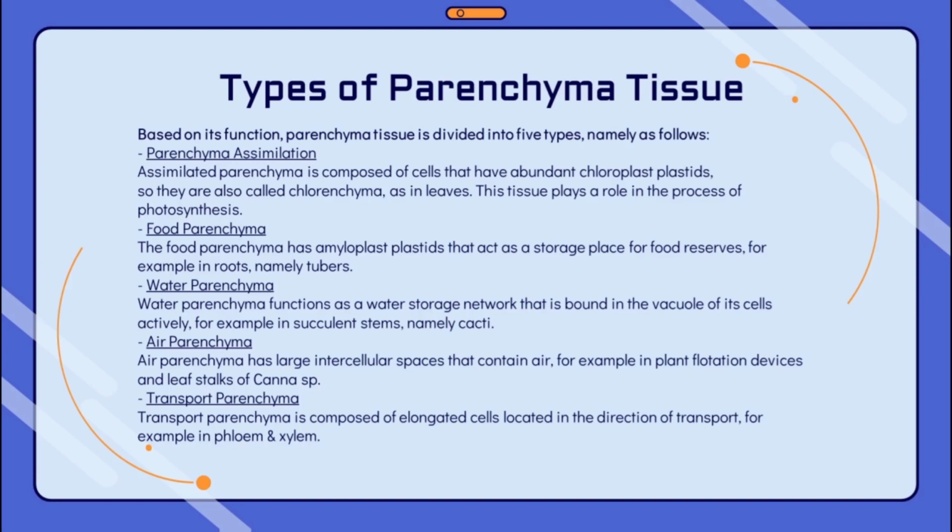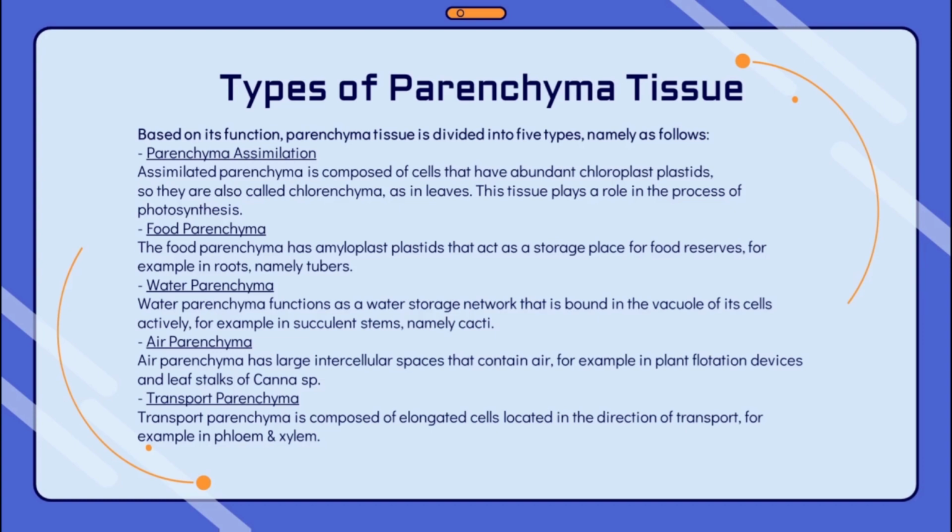Food parenchyma. The food parenchyma has amyloplastids that act as a storage place for food reserves. For example, in roots, namely tubers. Water parenchyma. Water parenchyma functions as a water storage network that is bound in the vacuole of its cells actively. For example, in succulent stems, namely cacti.